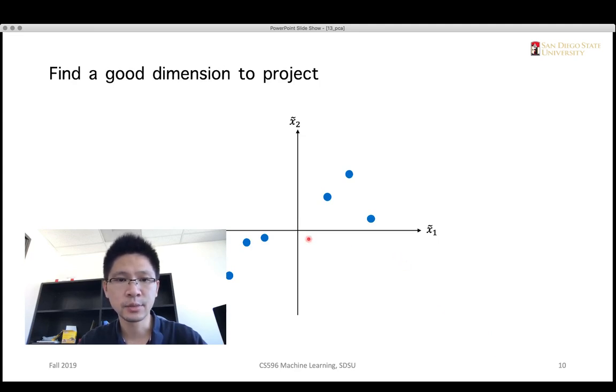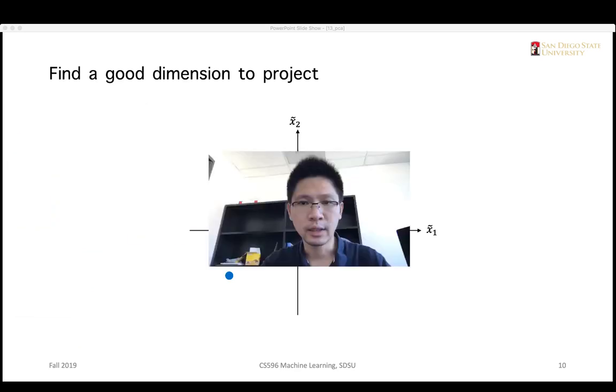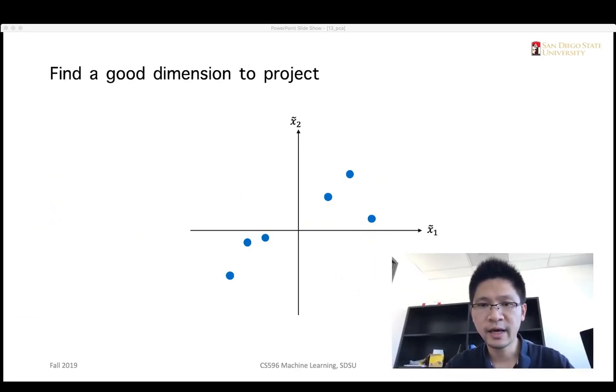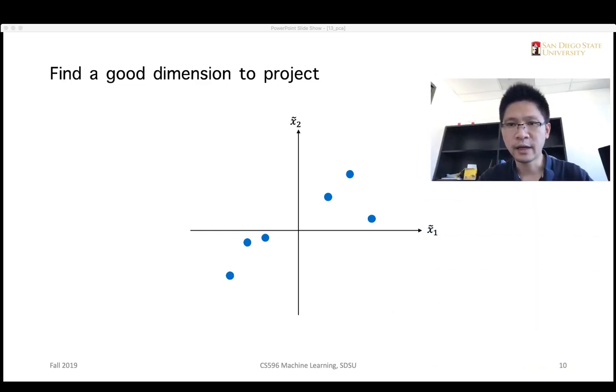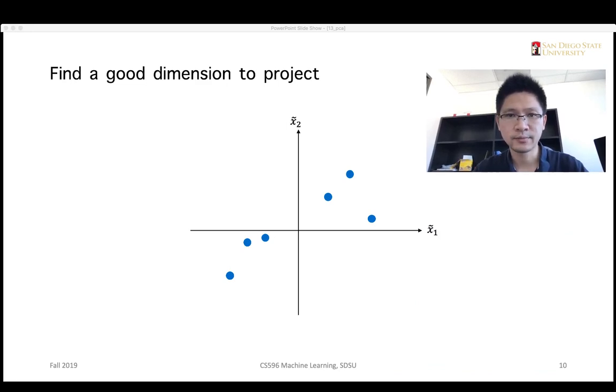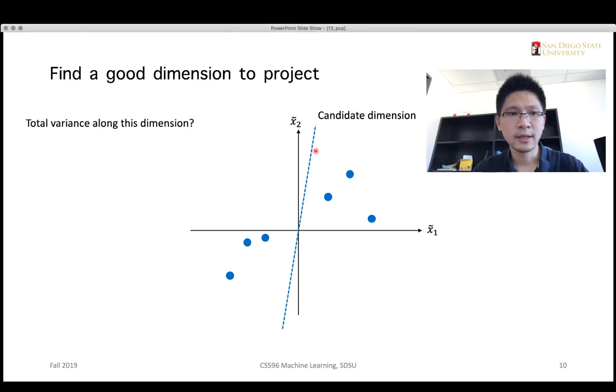Okay, so the problem in our goal becomes to find a good dimension to project all of our 6 data points. Okay, so for example, we can choose this candidate dimension. Okay, if the dashed line is the dimension that we want to choose, then we want to know how much total variance this dimension can account for, or we want to measure or calculate the total variance along this dimension.